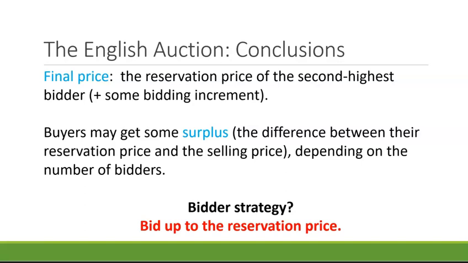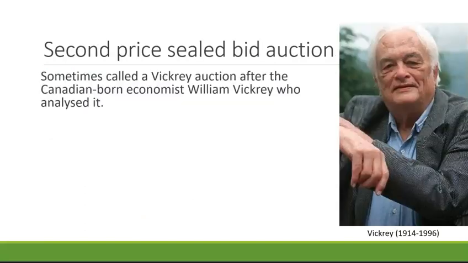Let's consider one more kind of auction. This is called a second price sealed bid auction. And as I've noted here, sometimes called a Vickrey auction, after William Vickrey. Incidentally, he won the Nobel Memorial Prize in Economics in 1996 and had the bad luck of having a heart attack about a week later. He died.